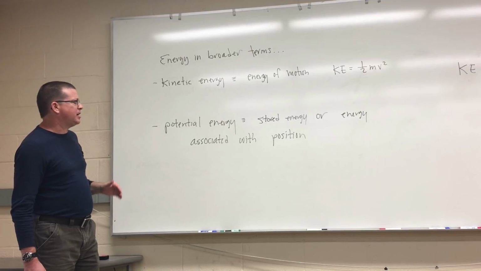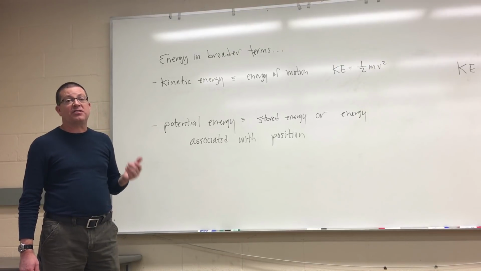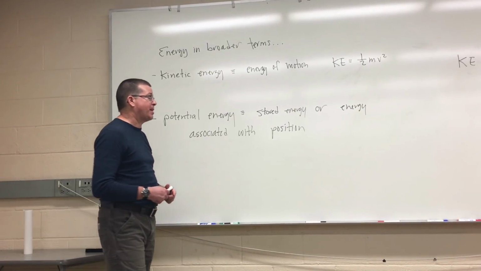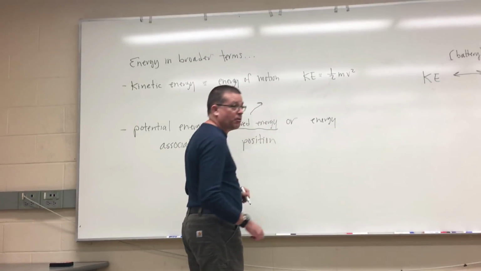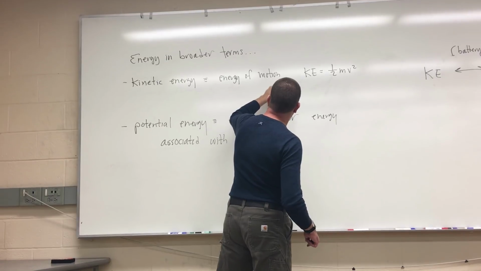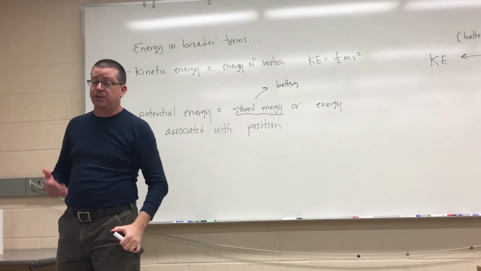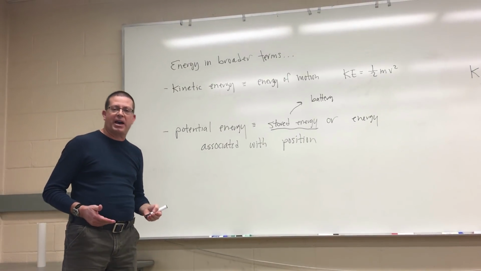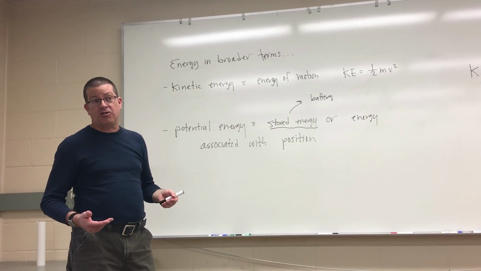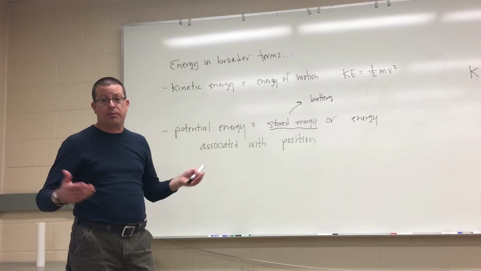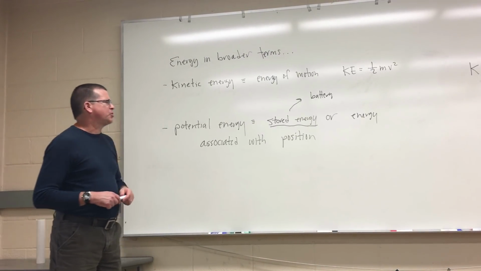Now potential energy is considered to be stored up energy or energy associated with something's position. All right, so if we talk about, for example, stored energy, what we're talking about there is, for example, the energy that we would find in a battery. All right, so we know that in a battery we can store up energy as potential energy, and then when we place that battery into a circuit, we can tap into that energy and then convert it to kinetic energy, for example, to do something like light up a light bulb or, for example, run a motor. All right, so that's an example of stored energy.